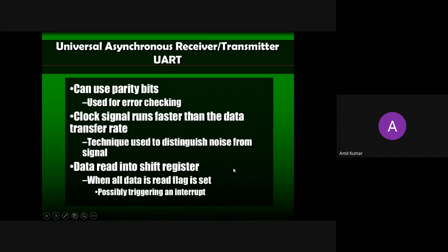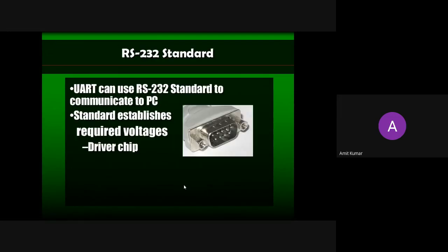This technique is also used to distinguish the noise from your signal. If the data rate is higher than your clock frequency, you are not able to recognize your data. Data will be read into a shift register. I have already explained how the parallel-in serial-out shift register is used at the transmitter end, and serial-in parallel-out will be used at the receiver end.